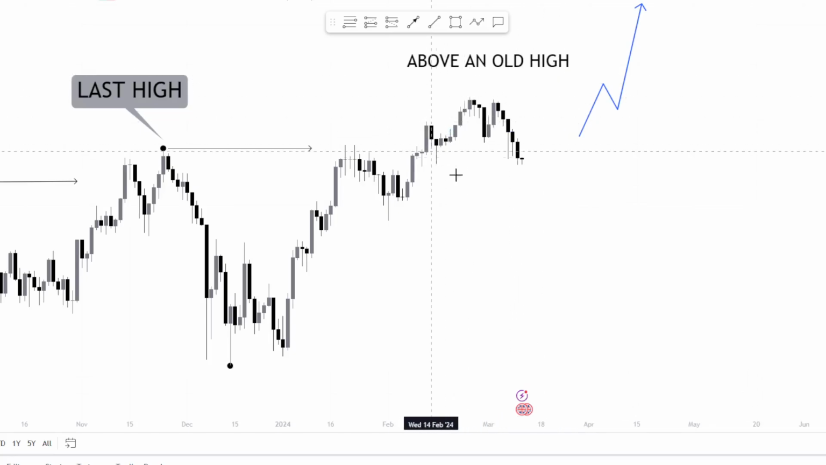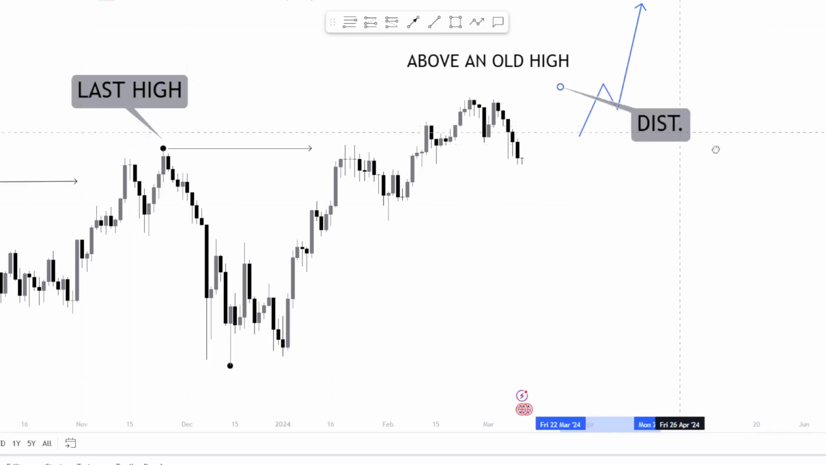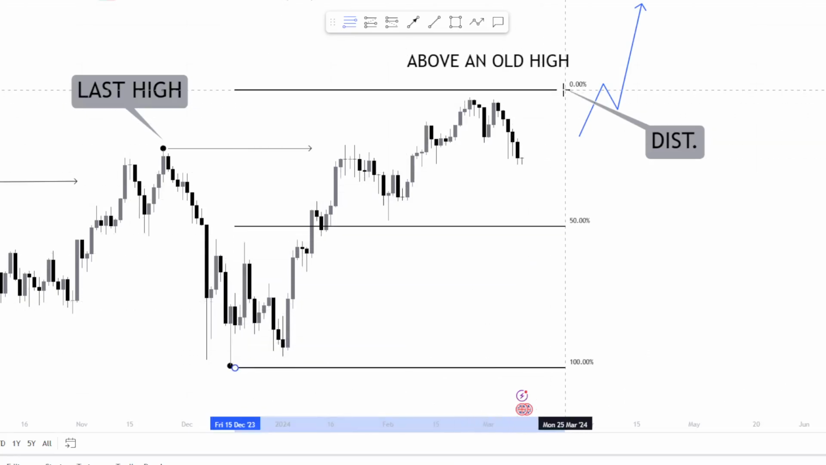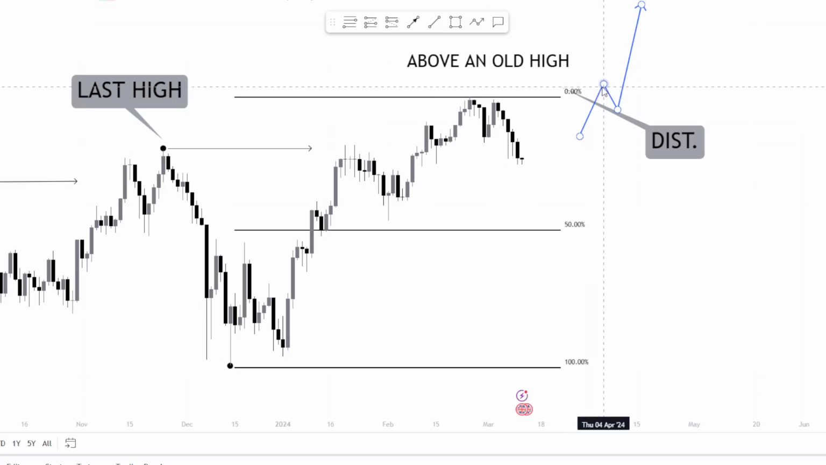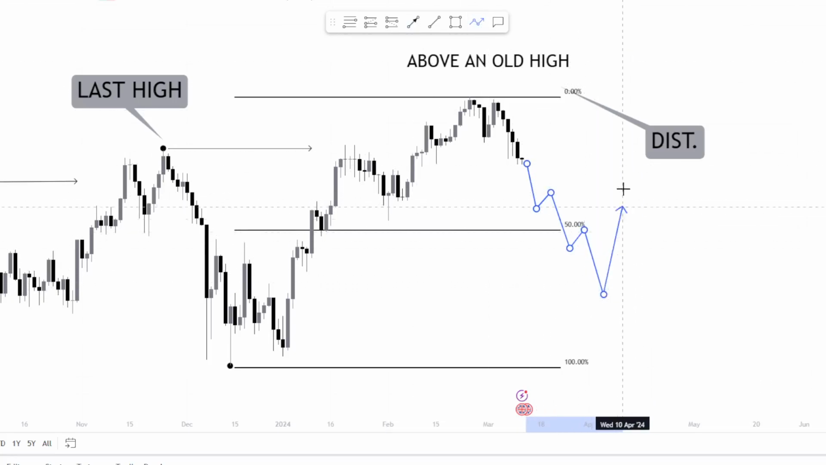But now that we've broken structure to the upside, what can we expect above an old high? Well, above an old high, we can expect a distribution. Now, you don't need Wyckoff theory in your trading. ICT concepts alone is fine. So we could expect a distribution above the old high. What I mean by that is, if I quickly draw out the Fibonacci tool from the swing low up to the swing high, it's important to understand that price is well within its right to head lower, achieving a discount and then heading higher.